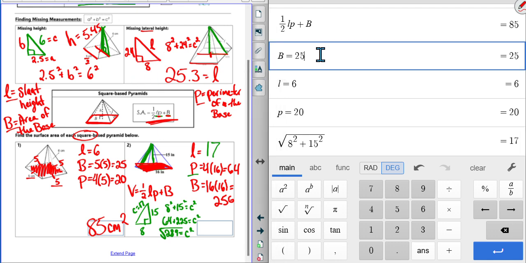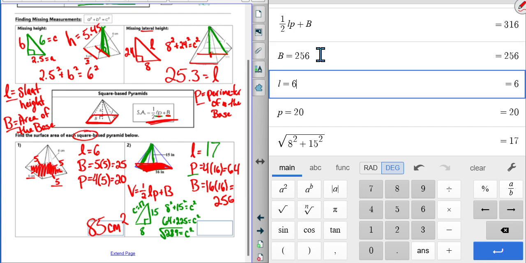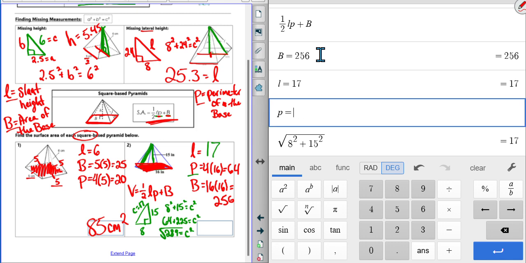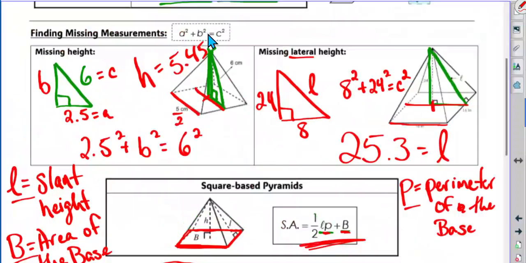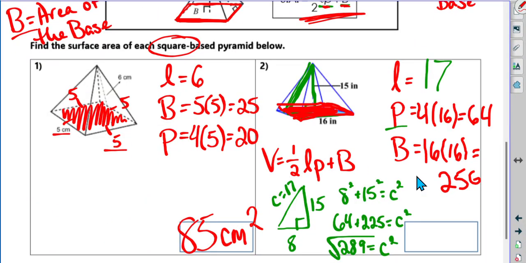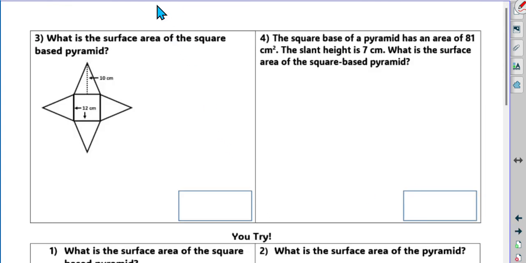So my base is 256, my length is 17, and my perimeter is 64. So that has a surface area of 800. Again, we're talking about area, so the units, whatever they are, squared. And we got 2 more.